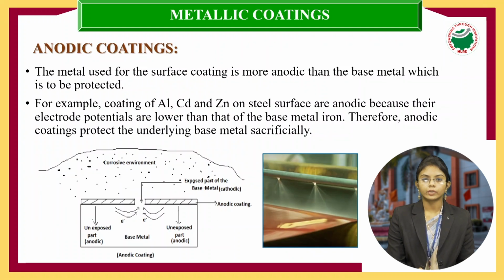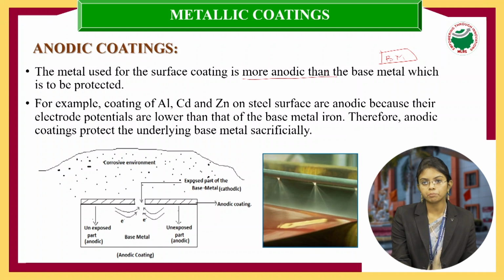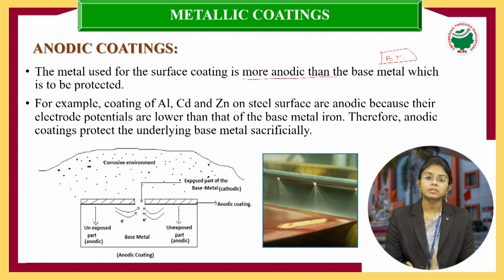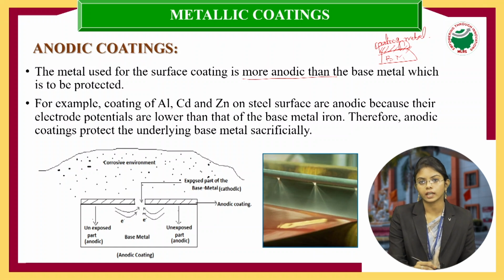So first one is anodic coating. That means we are taking a base metal, the metal which we want to protect, and on this base metal we are going to coat more active metals. The metal used for the surface coating is more anodic than the base metal, or a more active metal than the base metal. As I said, we are going to differentiate the metallic coatings into two types based on what? The metal which we coat on the base metal, that means the coating metal. Based on the coating metal, we have two types: anodic and cathodic.